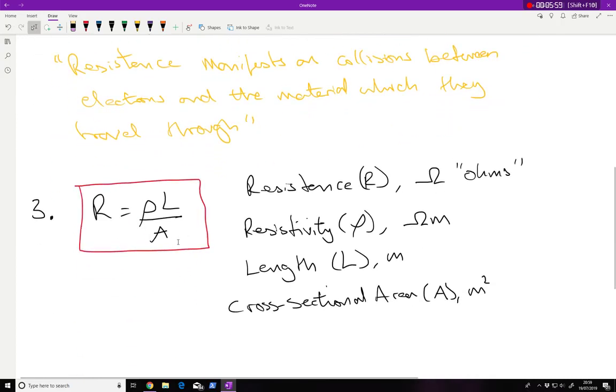Now the equation for resistance is resistance equals the resistivity multiplied by the length over the cross-sectional area. The length of the wire or conductor and the cross-sectional area of the conductor are pretty self-explanatory, but the resistivity is an inherent property of said conductor. The resistivity can be related to how dense the metallic lattice is. It could be related to the electronegativity of the metal ions that make up the metallic lattice.